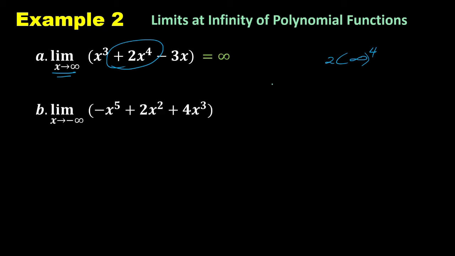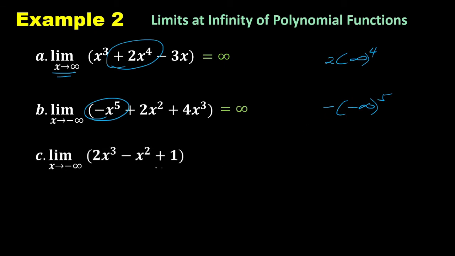Let's see, we have the limit of negative x raised to 5 plus 2x squared plus 4x raised to 3 as x approaches negative infinity. So we're going to consider negative x raised to 5. So we have negative times negative infinity raised to 5. So we have a very large number raised to 5, a negative number here, so that would be equal to a negative number, times negative 1 here would be positive infinity.